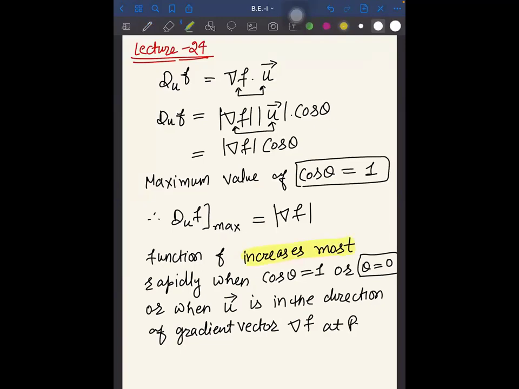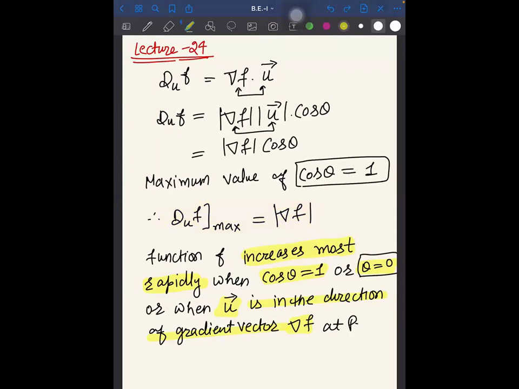Are you getting this? Can you please repeat the second step? Yeah, I'm saying that your function f increases most rapidly when cos theta is equal to 1. That means theta is equal to 0. So u and gradient f are in the same direction, or u is in the direction of the gradient vector. And the maximum value of that directional derivative is mod of del f. Fine?